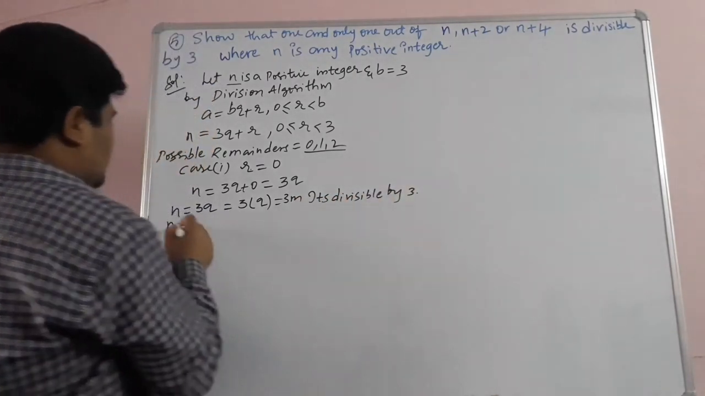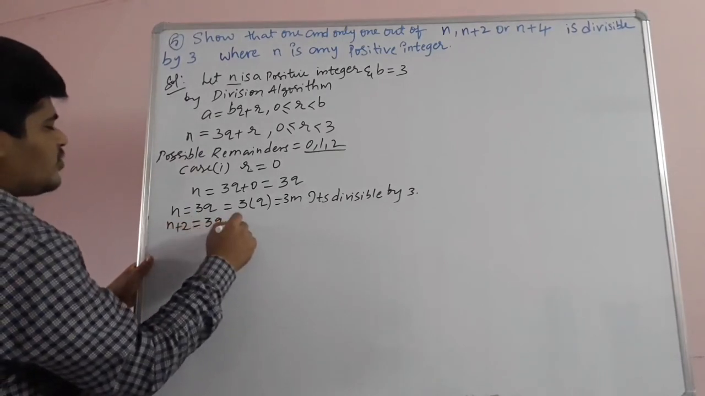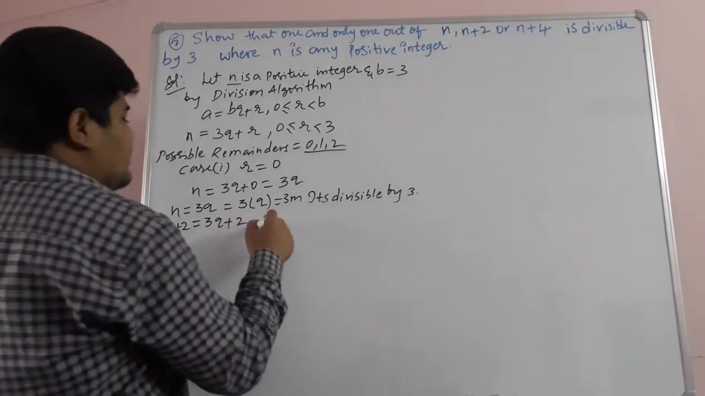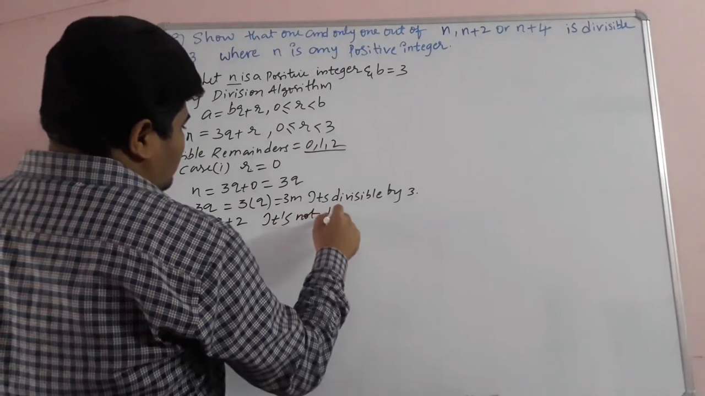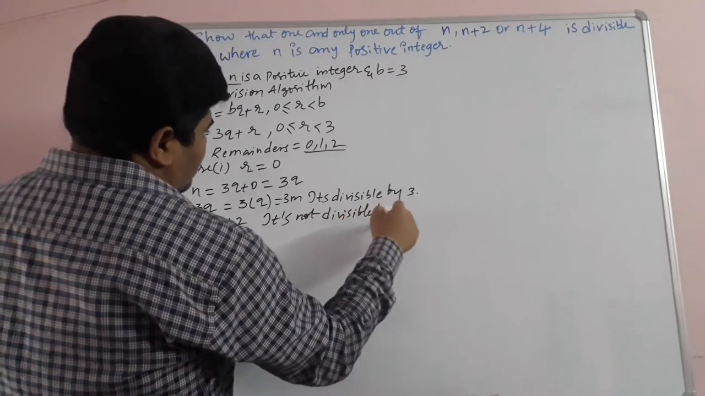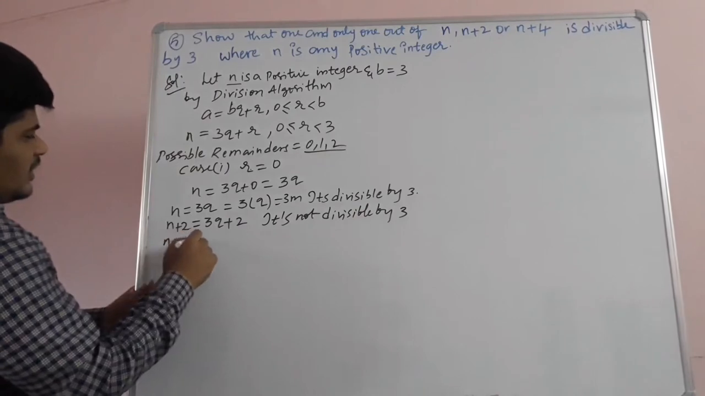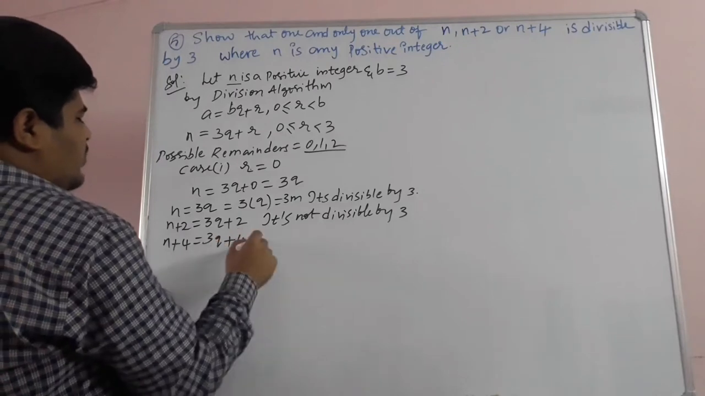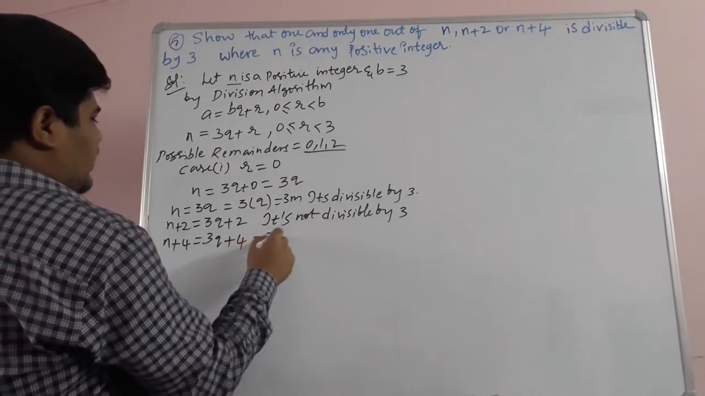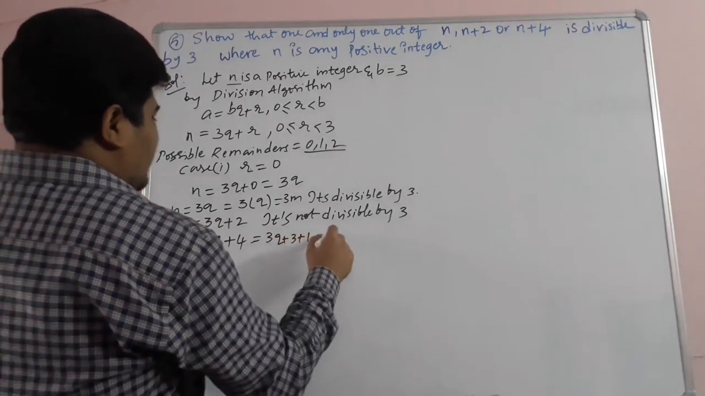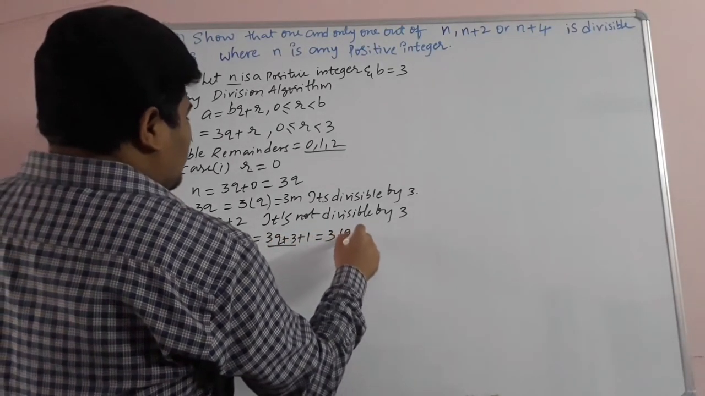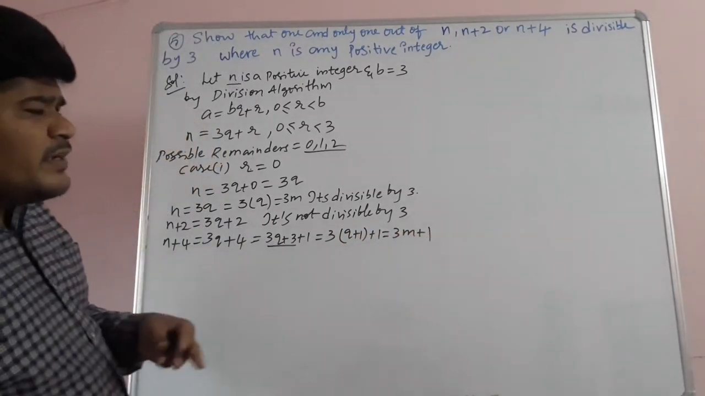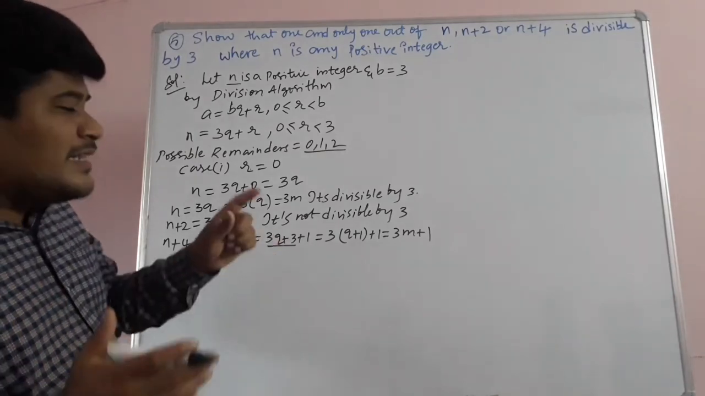Now n plus 2 is equal to 3q plus 2. You cannot take 3 common from this, so it's not divisible by 3. Now children, n plus 4 is equal to 3q plus 4. If you want, you can write it as 3q plus 3 plus 1. You can take 3 common from the first 2 terms: 3 into (q plus 1) plus 1, that's in the form of 3m plus 1, which is also not divisible by 3, exactly 3 into something.